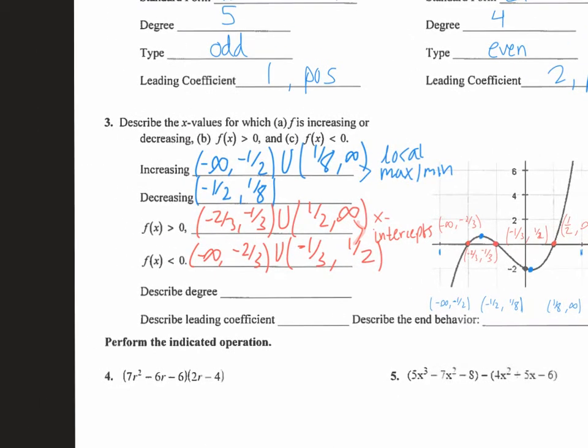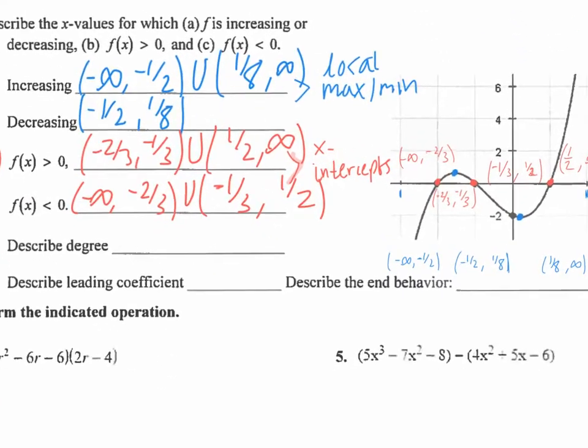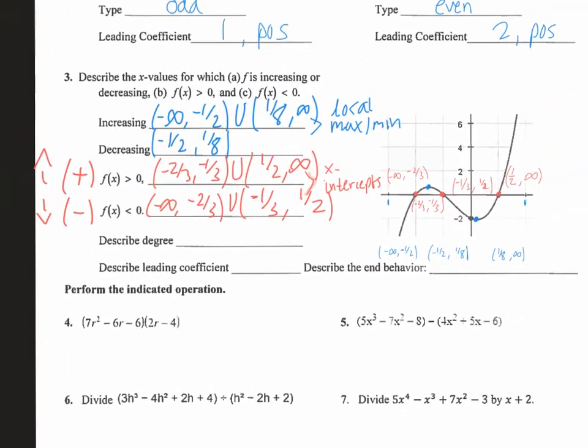One thing I didn't mention, this is just a fancy way, guys, of saying positive and negative, or above the x-axis and below the x-axis. That's just fancy ways of saying that. Nothing more, okay? Describe the degree.